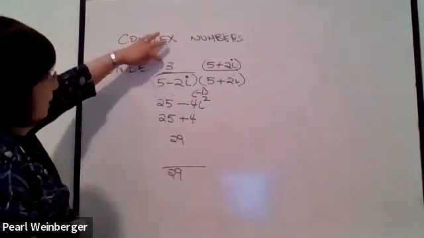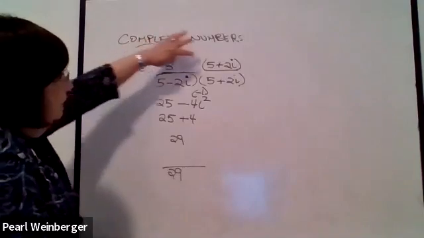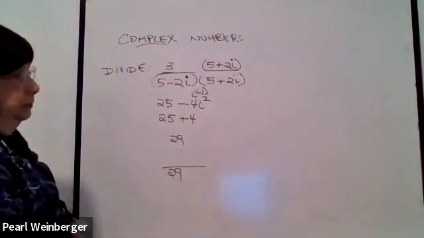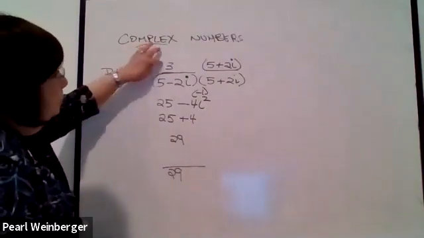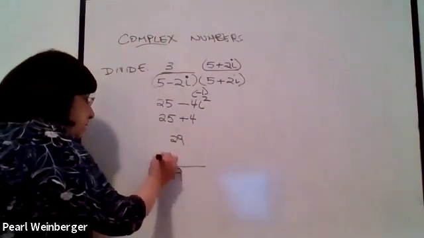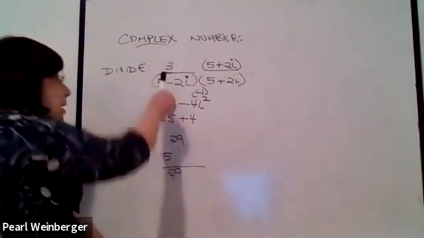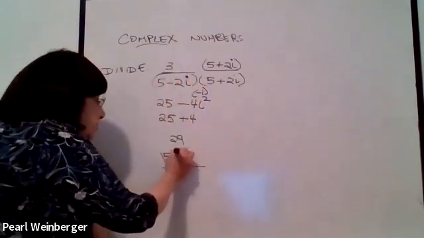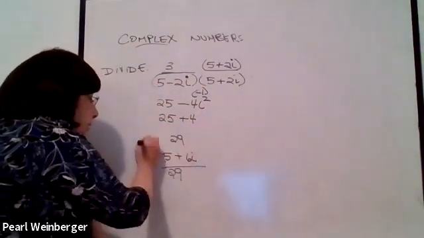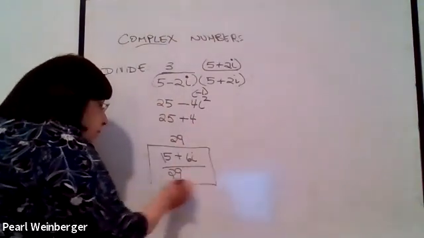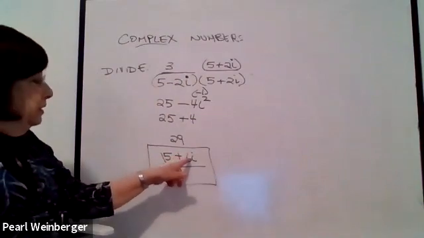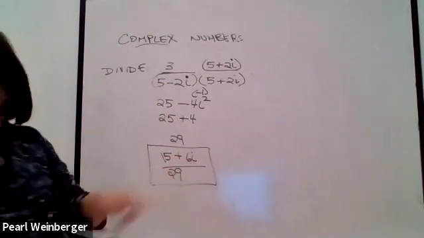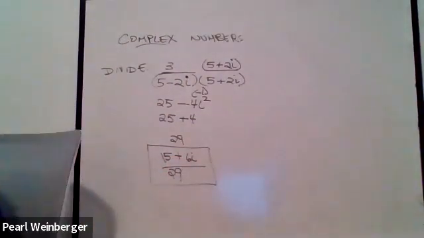And the top, I have to multiply the 3 times the 5 plus 2i. Now, for the 3, I'm just going to use the distributive property. 3 times 5 is 15. And 3 times 2i is 6i. So my answer for this problem comes out to be 15 plus 6i all over 29.